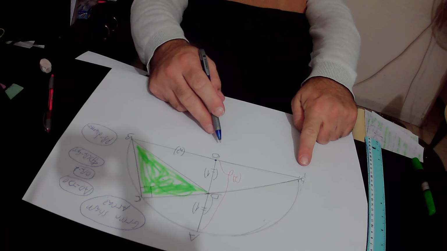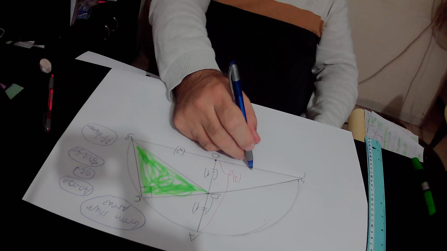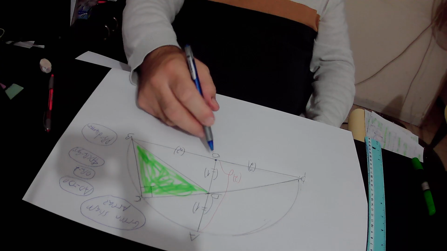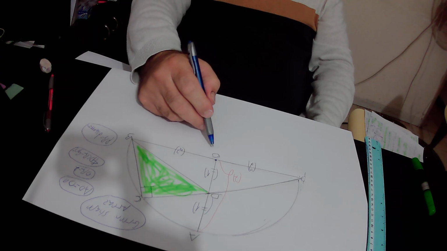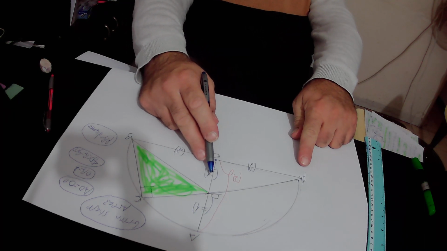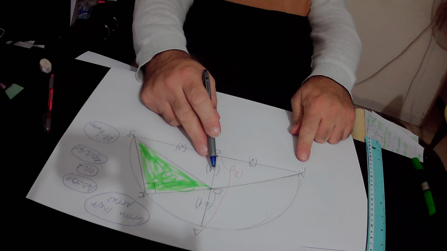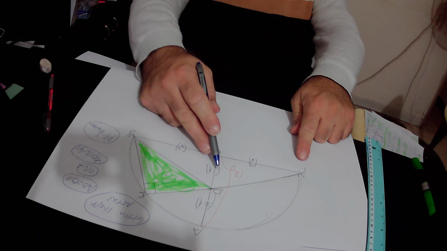OP is the radius of this semicircle, that is 2. DO equals 1, and therefore, as explained in the first method, the hypotenuse must be equal to the square root of 5.